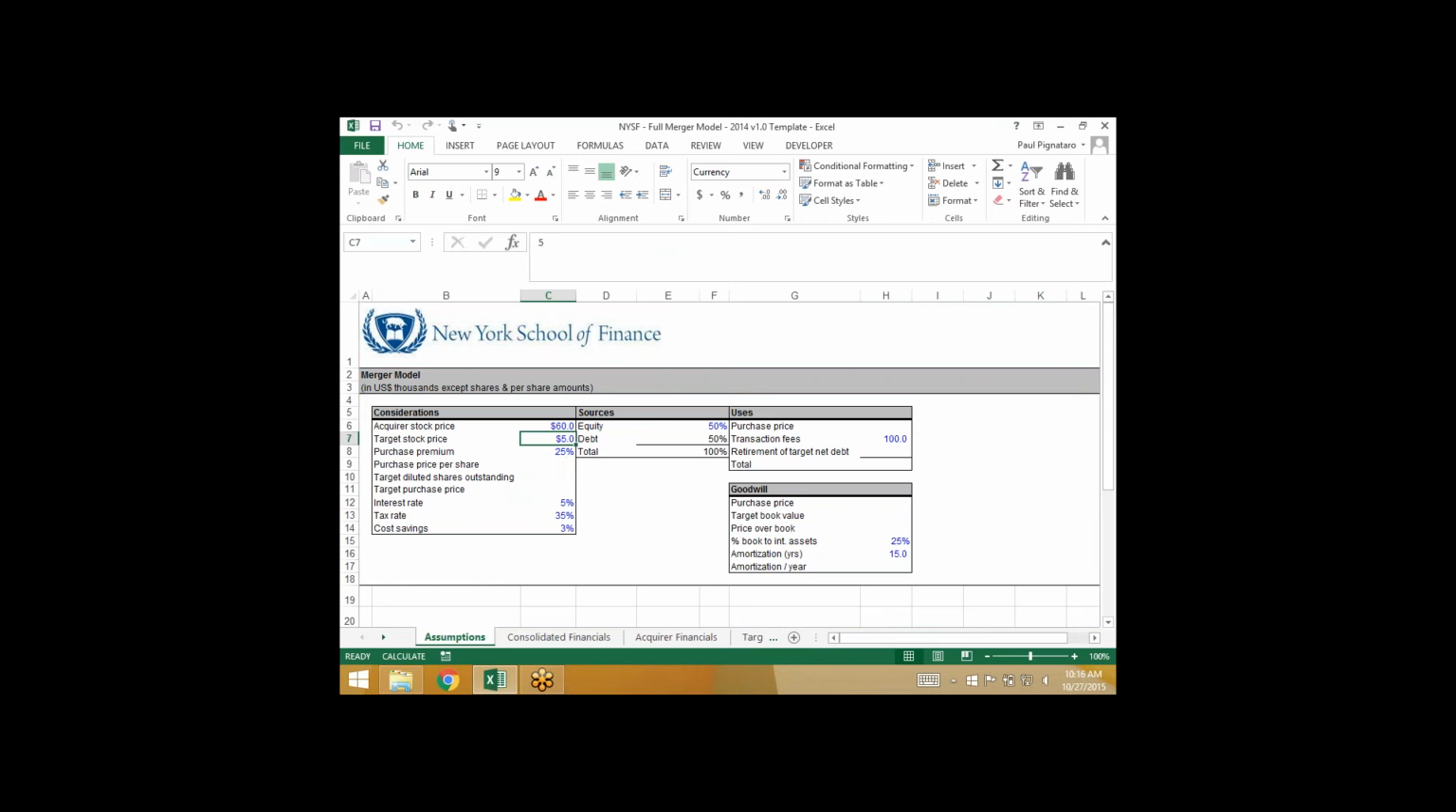First, the acquirer stock is trading at 60, the target at 5. And we're assuming a 25% premium. So we want to figure out how much we're paying for the business based on the premium. So we're going to pay a 25% premium above the $5 stock price, right? So the purchase price per share is going to be the $5 times, in parentheses, 1 plus 25%, or $6.25, right?